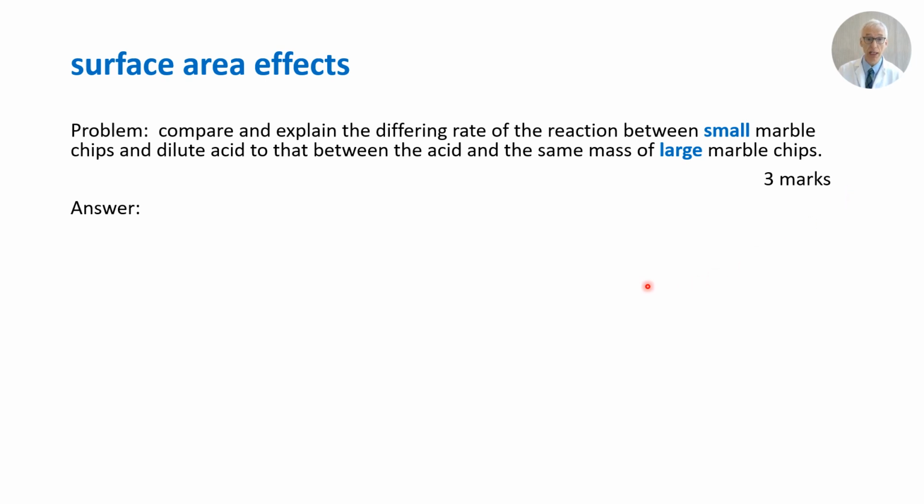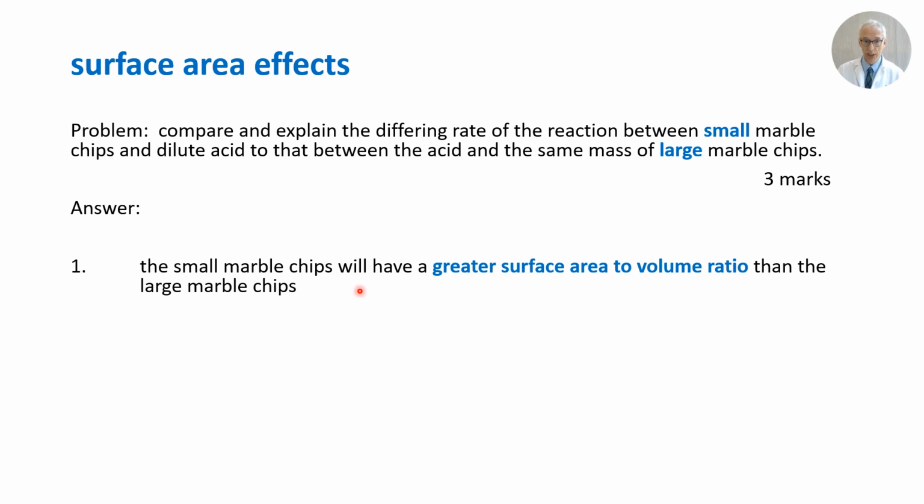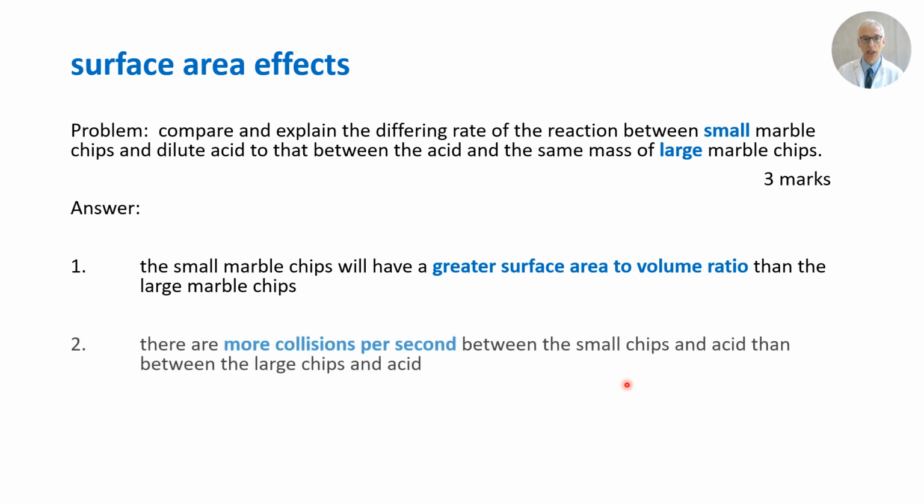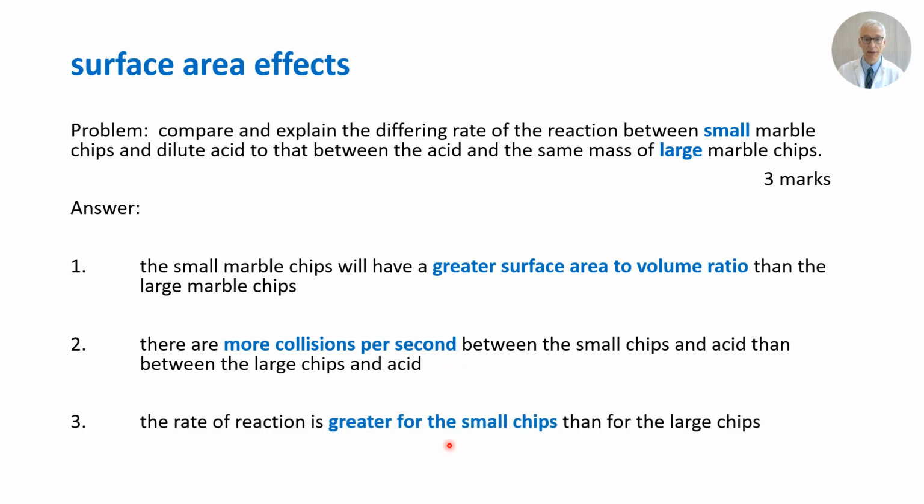Okay, so here is my set of answers. First point is that the small marble chips will have a greater surface area to volume ratio than the large marble chips. Therefore, there are more collisions per second between the small chips and the acid than between the large chips and the acid. So more collisions per second. Therefore, the rate of reaction is greater for the small chips than for the large chips. Don't forget to write that statement. You're asked to compare and explain the differing rate. So you need a clear statement at the end of the difference in rate for the small chips compared to the large chips.